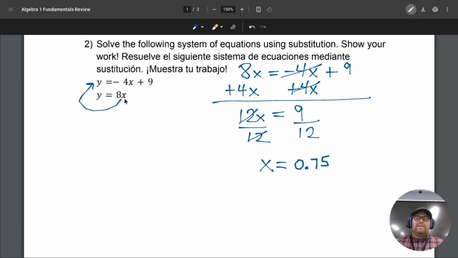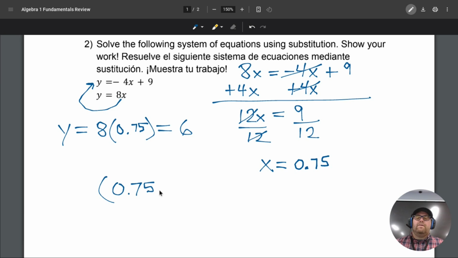I can now take this and put this into the bottom equation. y equals 8 times 0.75. So that's going to be 6. So my solution here is going to be 0.75, 6. And there we go.